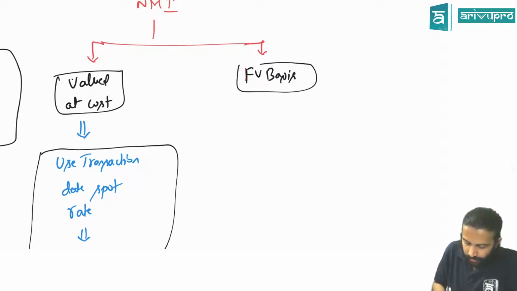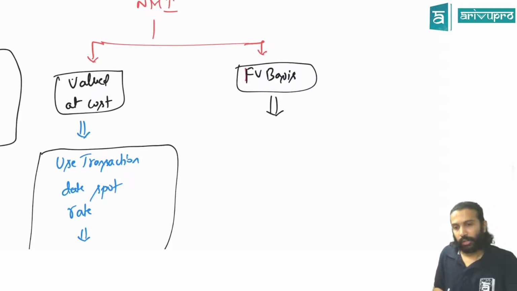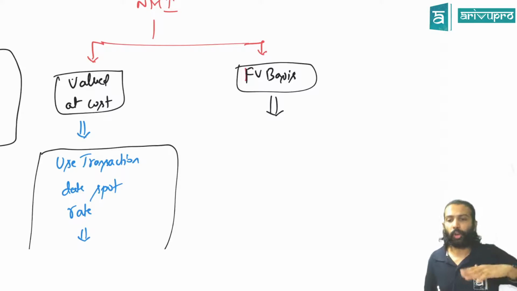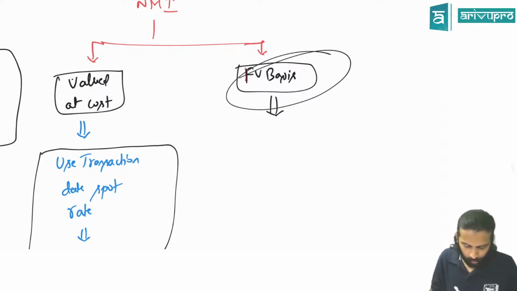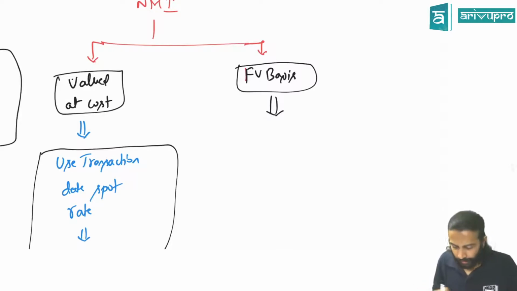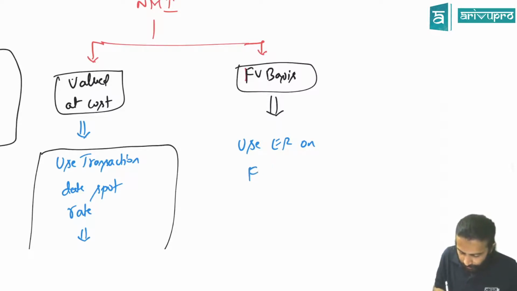Then what will happen, sir? The day you buy and the day you do the fair value, should it be the same? Or today you can buy and tomorrow you can adopt fair value? Possible, no? Fair value is generally adopted at a different date, correct? Yes, that means what you have to do now? You will write: use exchange rate. Use exchange rate on what? On the date. On the fair value date, can I say?